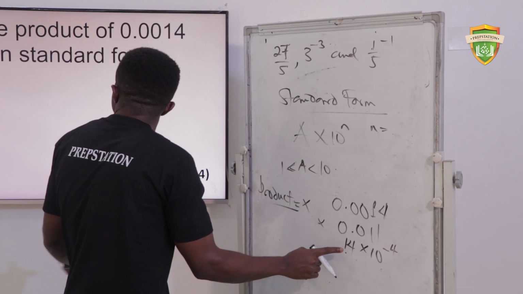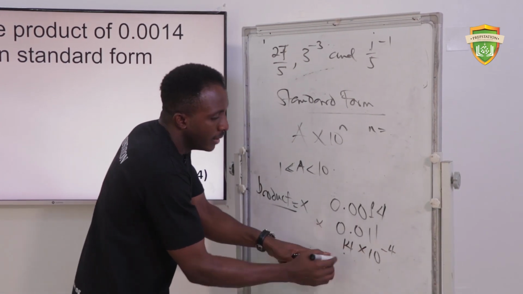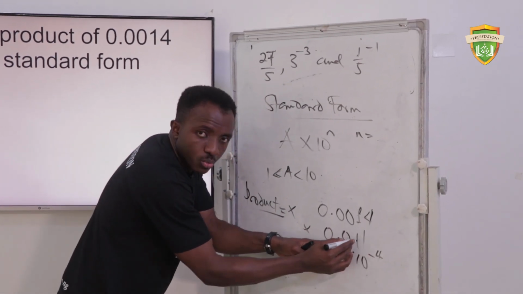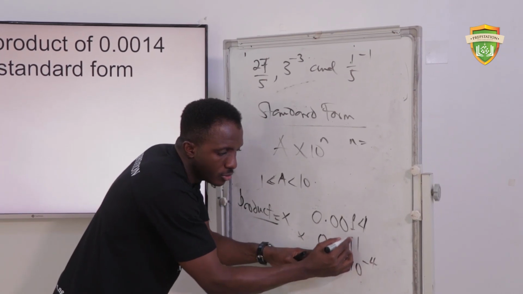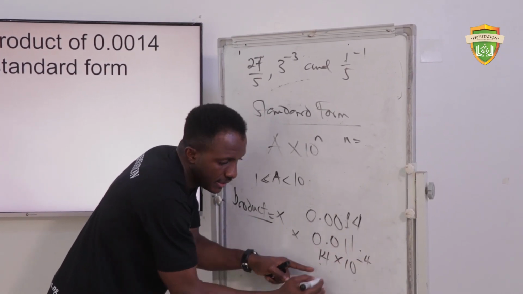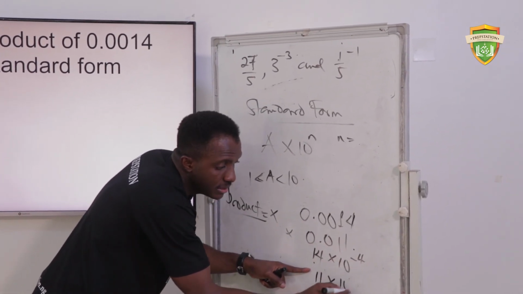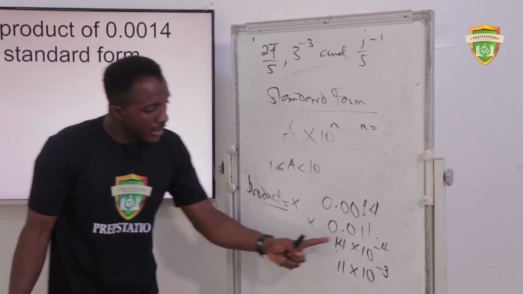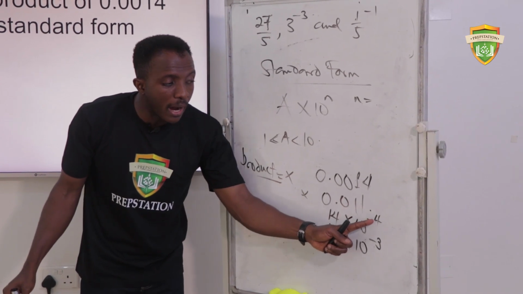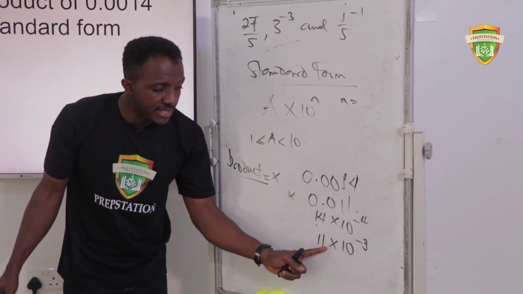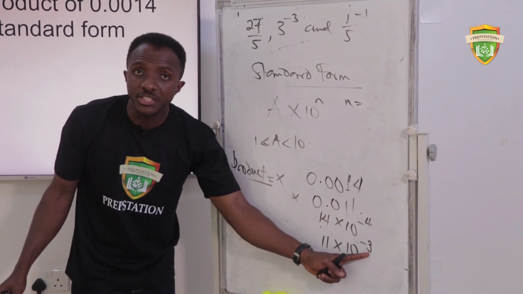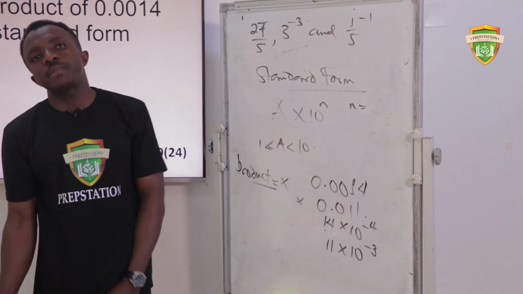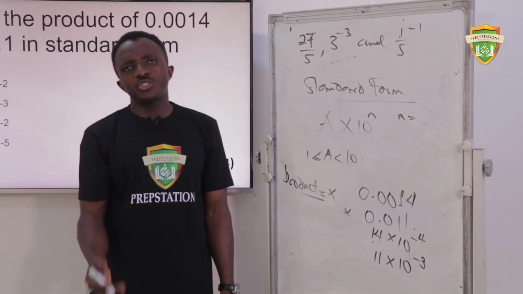Now, we have over here 0 point. Let's treat this one as well. We go 1, 2, 3 places. That is 11 times 10 raised to the power minus 3. This is 14 times 10 raised to the power minus 4. This is 11 times 10 raised to the power minus 3. Now we are expected to multiply the numbers. Now let me teach you something.